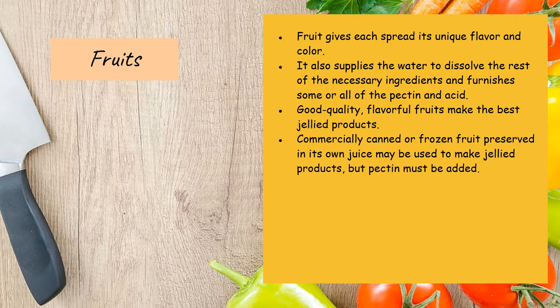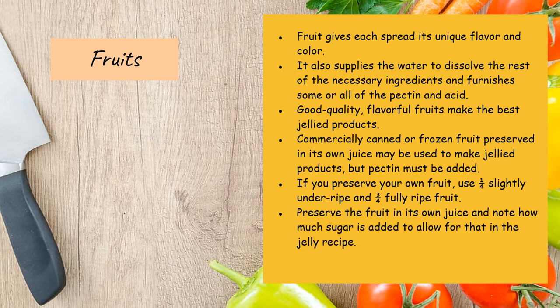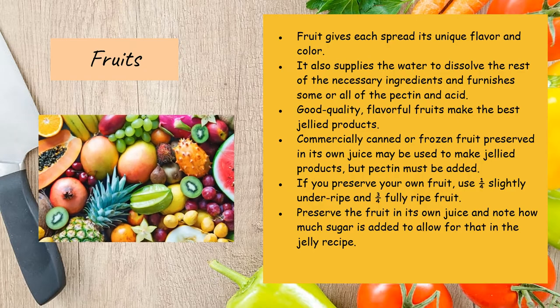Commercially cut or frozen fruit preserved in its own juice may be used to make jelly products, but pectin must be added. If you preserve your own fruit, use 1/4 slightly underripe and 3/4 fully ripe fruit. Preserve the fruit in its own juice and note how much sugar is added to allow for that in the jelly recipe.